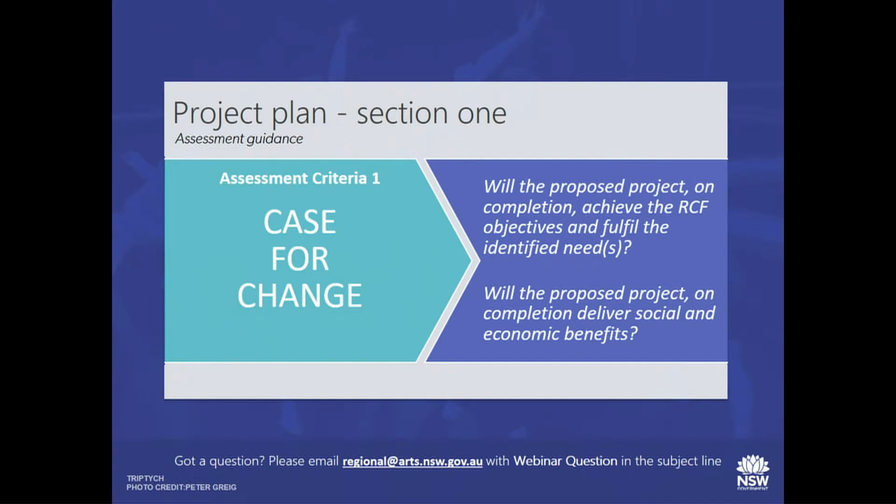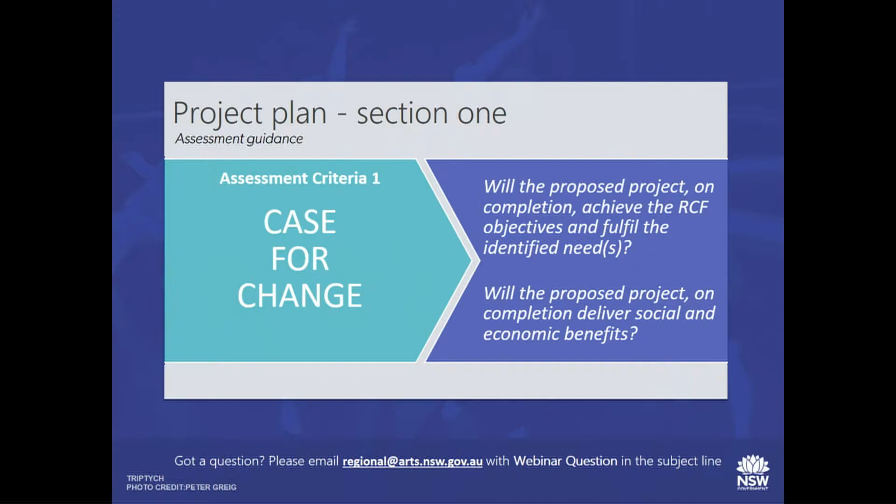Section 1 of your project plan will be the case for change. This is essentially where you're selling your idea, where you're trying to convince someone reading your application that it's a good idea that we should be supporting. And the people reading your application are the assessment panel, so keep that in mind. That's who you're writing for, the people who are assessing your application. They're people from the infrastructure industry. They understand where you are, so write for them.